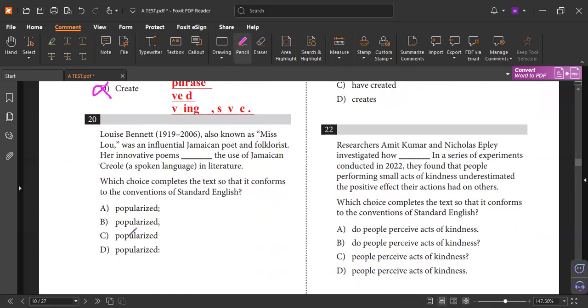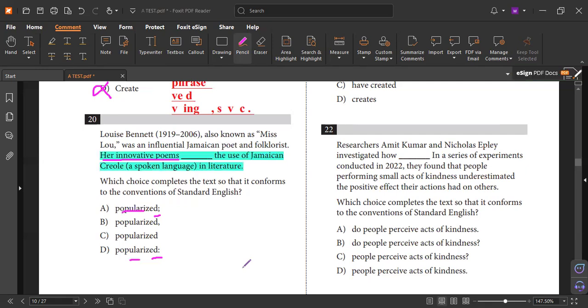Now for number 20. Always look at the answers. We have a semicolon. We have a colon. Is what comes before them a complete sentence or a fragment? But wait, we read only the sentence, so I read only the sentence of the question. Don't look here. Now test your mind. Is this part a complete sentence or a fragment? Her innovative poems popularized. Is that a sentence? So I think it is a sentence, yes.